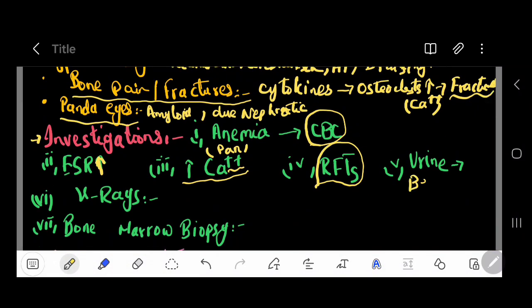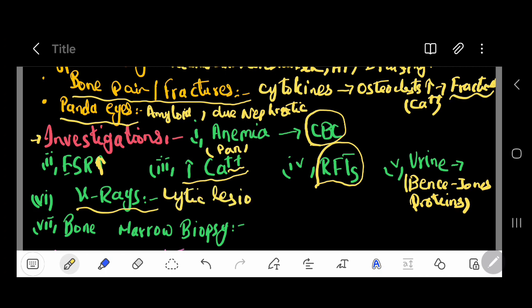In urine you will find Bence-Jones proteins. These can also be measured in the serum, but mostly measured in the urine. X-rays show lytic lesions in the bones, and bone marrow biopsy shows plasmacytosis, plasma cells more than 10% in the bone marrow.